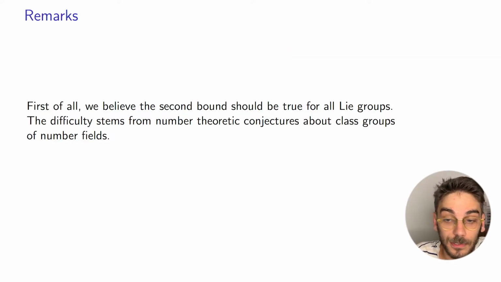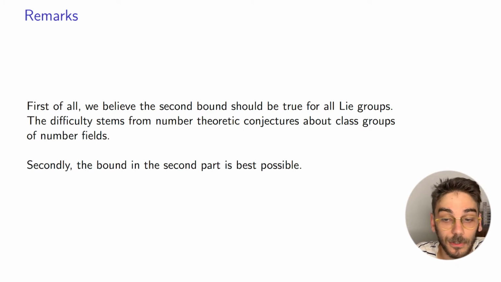So first, we believe that the second bound should be true for every Lie group. And the difficulty arises from some number theoretic conjecture about the class groups of number fields. In fact, we show that if this better bound can be shown for every Lie group, then these number theoretic conjectures are true. So this was a classical result of Gauss, which gives a very precise description of the order of the two torsion of the class group of some number fields. But other p torsion in these class groups are completely unknown. But still, it is widely believed that these conjectures are true. And so this second bound should be true for every Lie group.